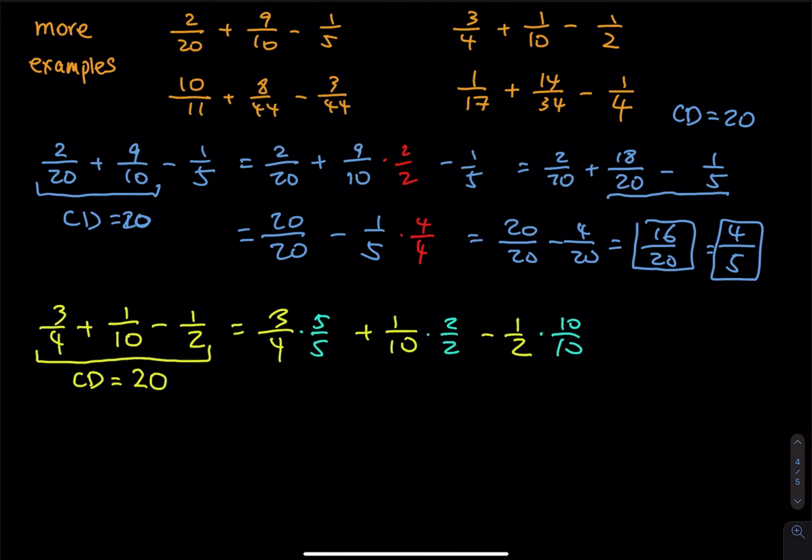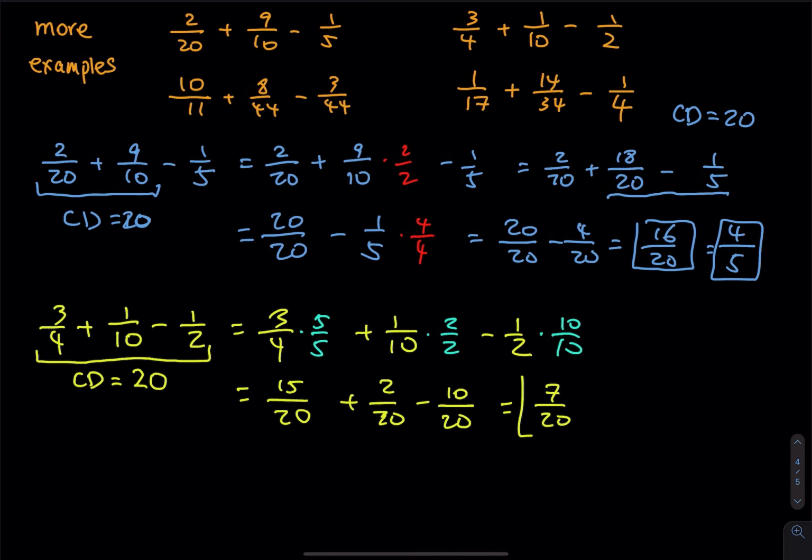And then you do the math. So that is 15 divided by 20 plus 2 divided by 20, and then minus 10 divided by 20. Again, you multiply the top and then you multiply the bottom. So you have 15 plus 2 that equals 17. 17 minus 10, you have 7 over 20. Then this is the end of the problem.